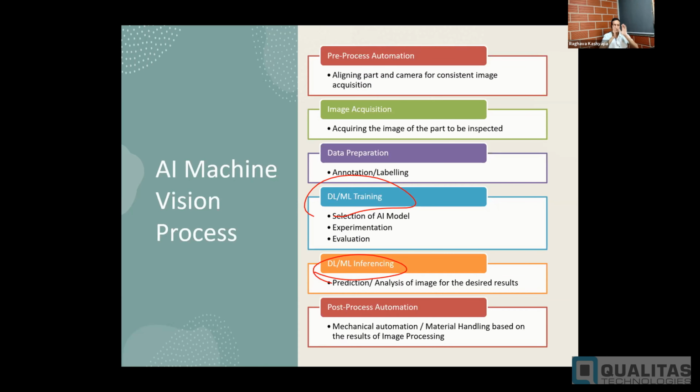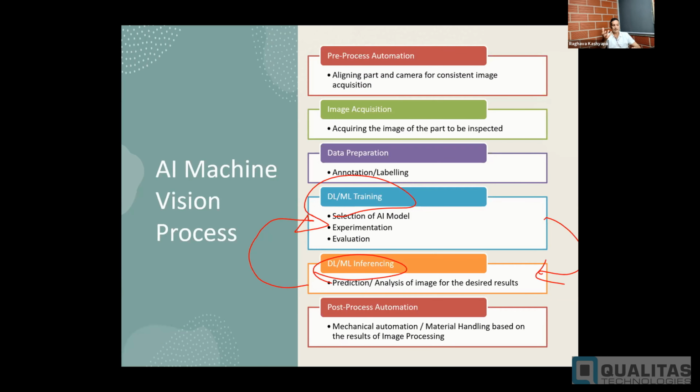Now, these two steps are not really siloed, in the sense that once you're done with training, you move to inferencing and you're done. It's a little bit iterative. So you do the inferencing and then you may have to retrain, because it's a continuous learning process. It happens a couple of times before you actually get this to the level of accuracy that you require, right? And the last process is the post-process automation.